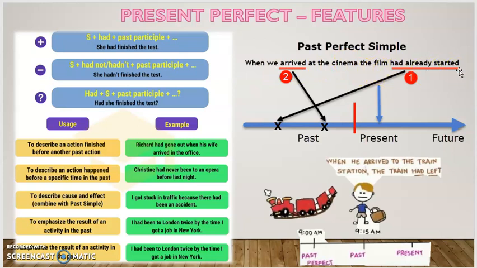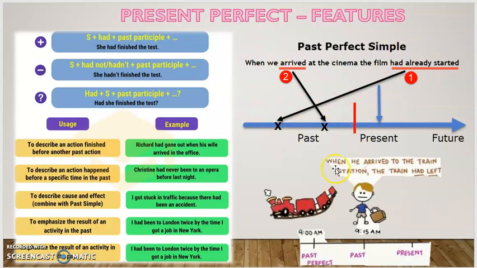So which action is first or occurred first? This action occurred first. Okay, the film had already started. This is the first action that occurred here, and after that we arrived. Okay, so I start with this sentence, but this sentence occurred after this one. So this is the context that you need to analyze about the usage of these tenses.